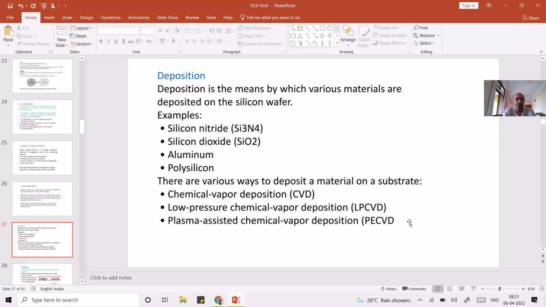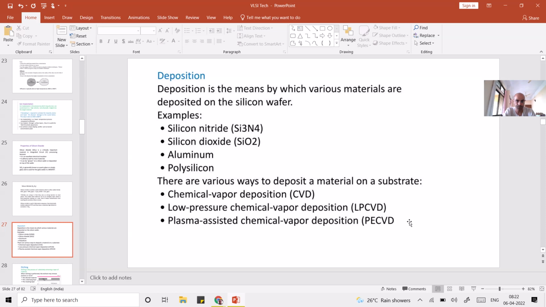The other method is the low pressure chemical vapor deposition. In CVD, we use normal pressure, room temperature, the atmospheric pressure. But there are certain advantages of working at low pressure. At low pressure, the reaction rate becomes fast, and the quality of the material is also good. So that is why you use LPCVD. Here also the chemical reaction takes place, but at a lower pressure.